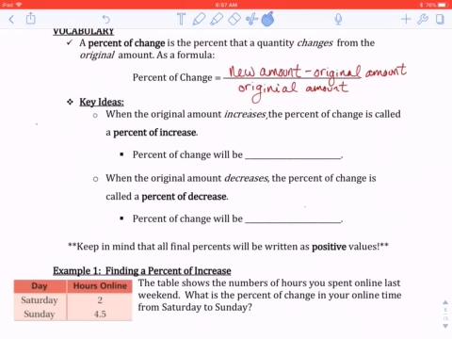So when the original amount increases, the percent of change is, of course, percent of increase. After we apply the formula, the percent of change will definitely be a positive number. So if you come out with a positive percent, then you know that it was an increase. But if the original amount decreases, anytime we have decreasing, we would have a negative value for the percent. Even though we end up with a negative value, our final answer should still be written as positive. The fact that it comes out negative just tells us that it was a percent decrease, not increase.